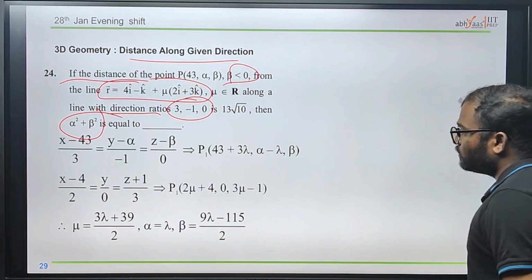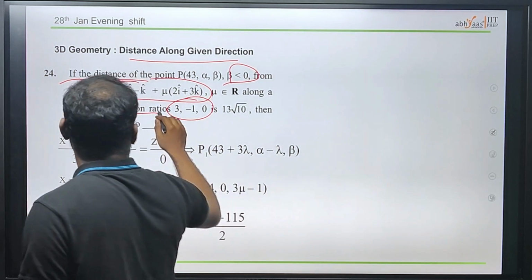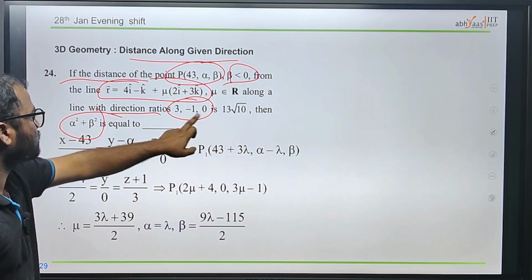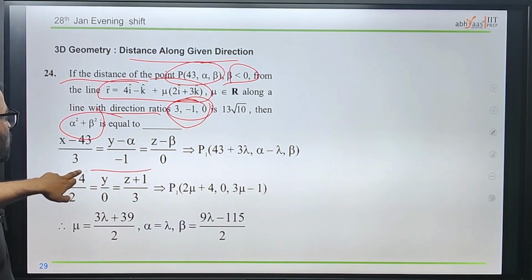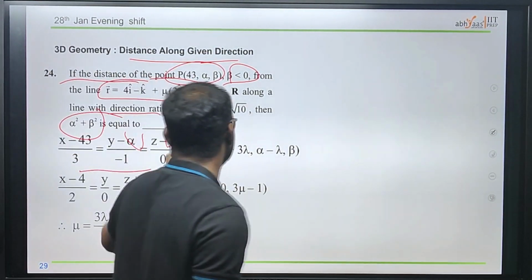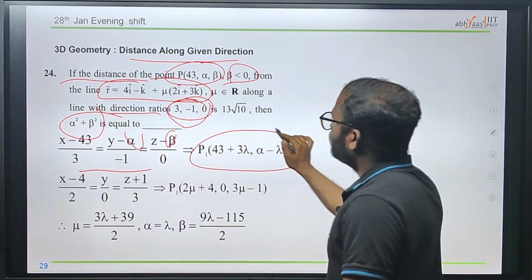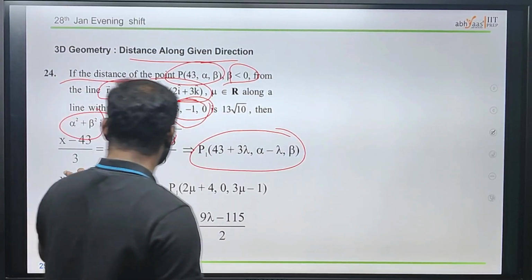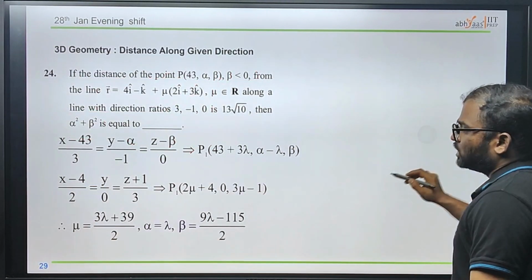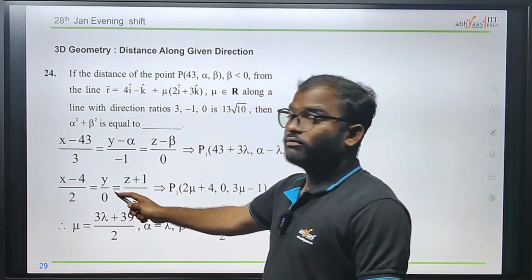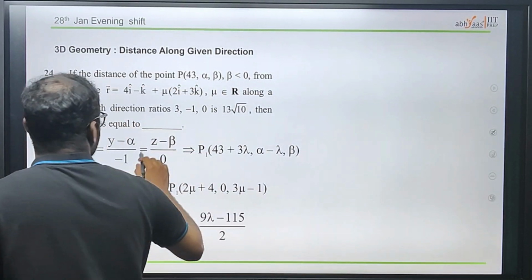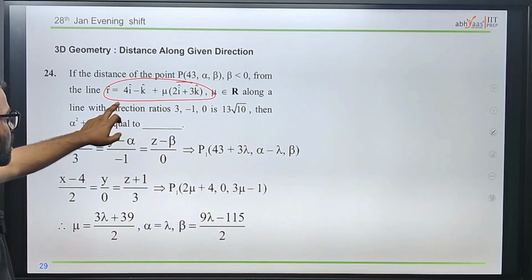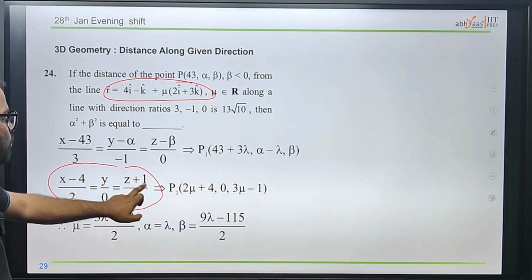Now if you see here, from this we can easily find the line x minus 4, 3 with the direction ratios 3, -1, 0, where alpha and beta have to be found by equating to lambda. We can easily put this point as P1. Similarly, we have the other line, x minus 4, y is equal to z plus 1, equating as mu. We already have mu, so we can easily put P1 as this one.